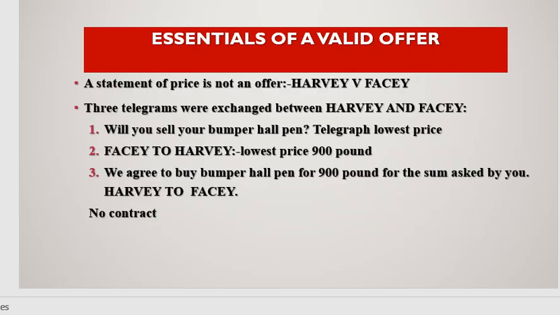A statement of price is also not an offer. Harvey versus Facey. Three telegrams were exchanged between Harvey and Facey. Will you sell your Bumper Hall Pen? Telegraph lowest price. Facey to Harvey: lowest price 900 pound. So the party said we agree to buy Bumper Hall Pen for 900 pound for the sum asked by you. So that is not a contract. That was just a casual inquiry.